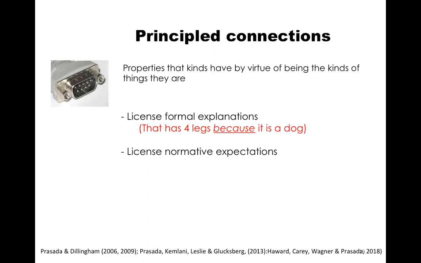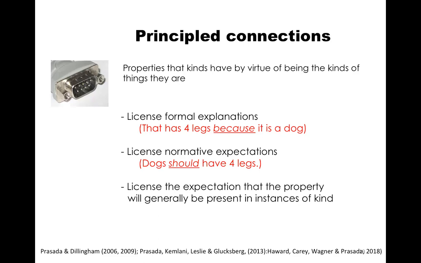They also license normative expectations. We think dogs should have four legs, and that a dog that doesn't have four legs has something wrong with it. They license the expectation that the properties will generally be present in instances of a kind. And they are understood to be represented as an aspect of being that kind of thing. So, for example, we think having four legs is one aspect or one part of being a dog. That's not all there is to being a dog, but that is an aspect of being a dog.